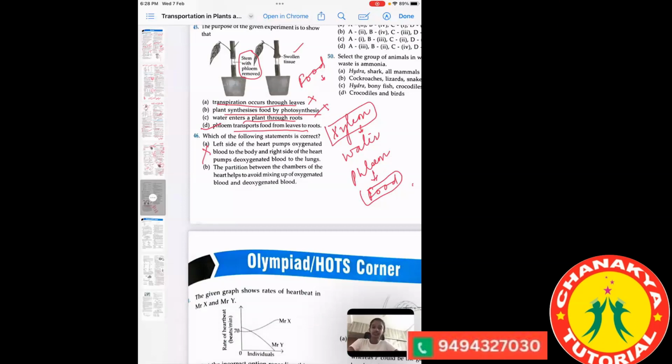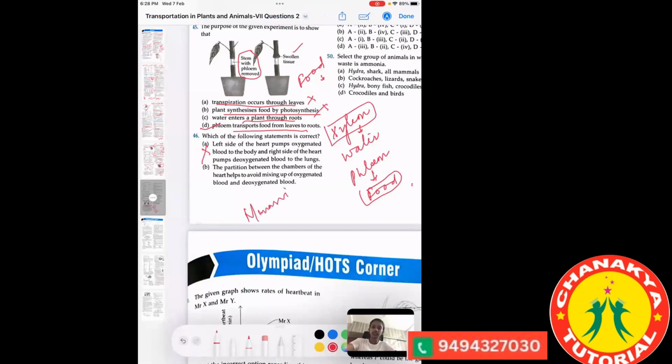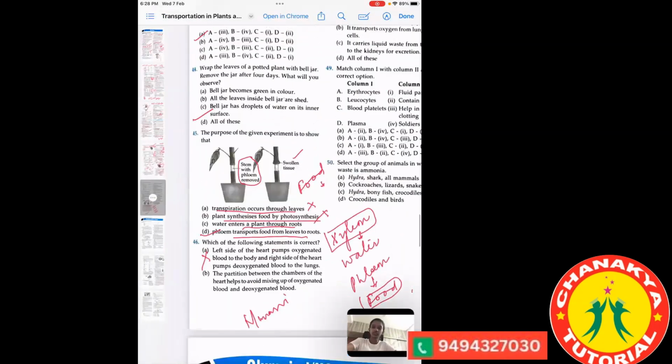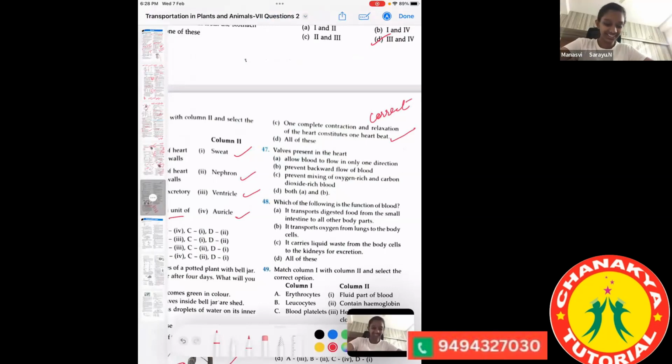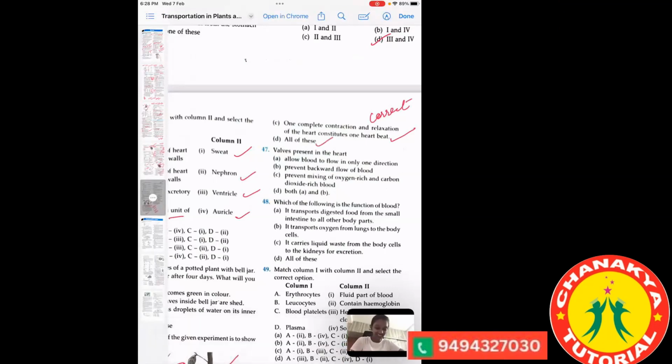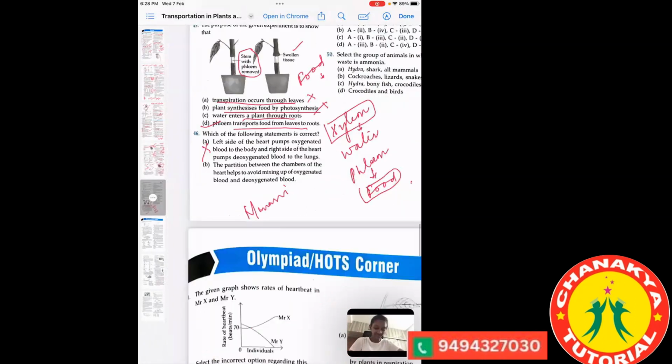Now coming to the second one, the partition between the chambers of the heart helps to avoid mixing up the oxygenated and deoxygenated blood. According to Manasvi, this is the correct answer. We'll go to the next two points to find the correct answer. One complete contraction and relaxation of the heart constitute one heartbeat, which is again correct. Ma'am, sorry, I wrote D. It is D, so option A is also correct. The left side of the heart pumps oxygenated blood to the body, which is correct.